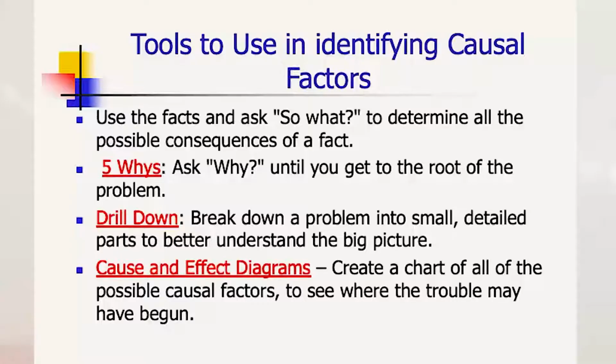By the time you are able to painstakingly answer these questions, you would have defined the problem, step 1, you would have collected data, and then you would have been able to correctly identify the possible causal factors for that particular problem. And finally, under root cause analysis, we want to look at the tools to use in identifying our causal factors. What are the tools that we use in identifying our causal factors? The first thing is to use the facts and ask, so what, to determine all the possible consequences of a fact. First, you are armed with a fact.